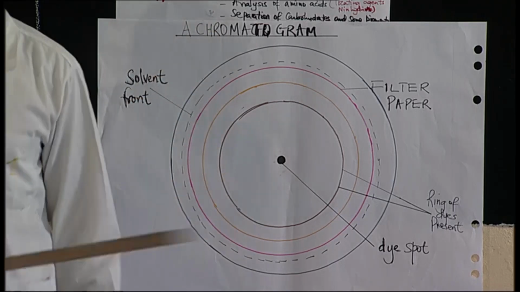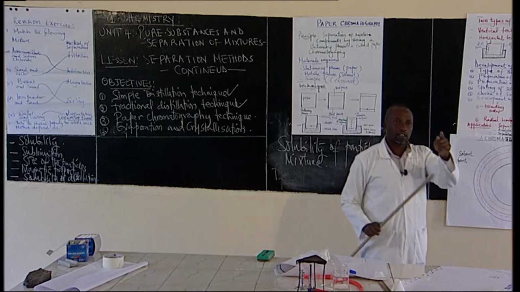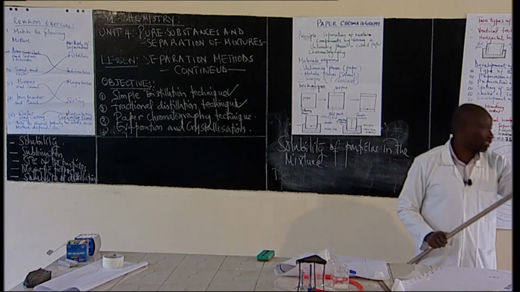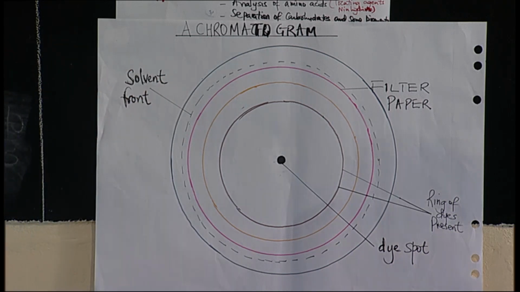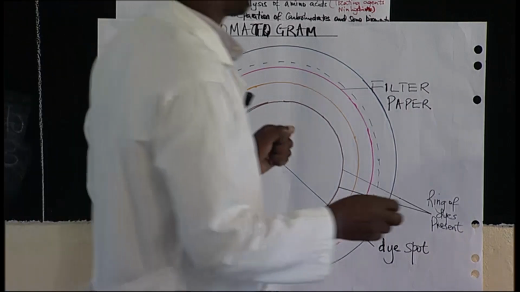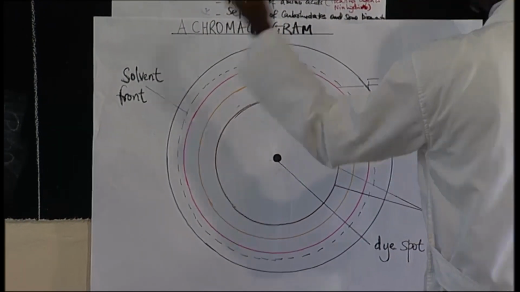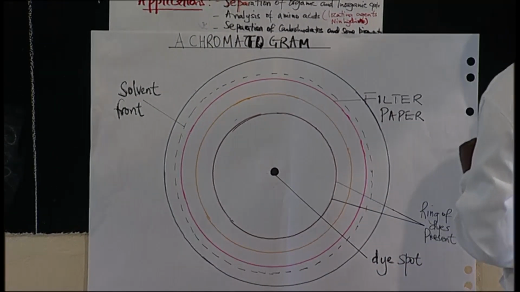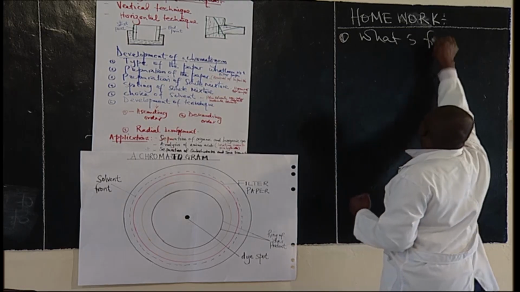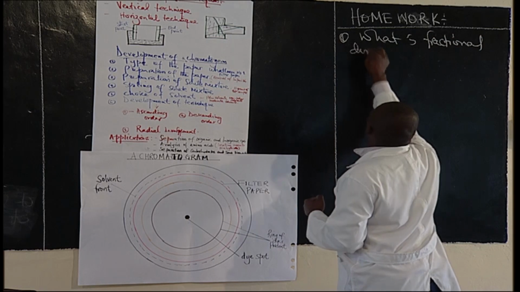So we've not been able to look at evaporation and crystallization, but that is the one that we'll have to start with in the next lesson. Before I leave, I want to leave you with a homework. Please try this homework. Number one, what is fractional distillation?